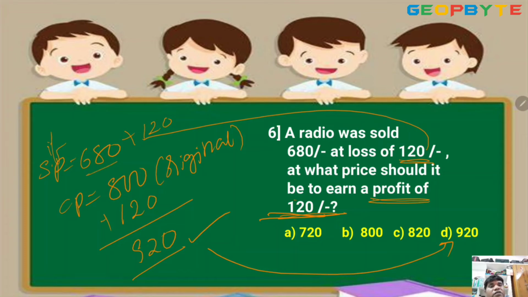If the selling price is 680, you got a loss. So that 120 is added, that is the original. You want 120 rupees profit, that's why that profit is added. 920 is the answer. Okay, children.